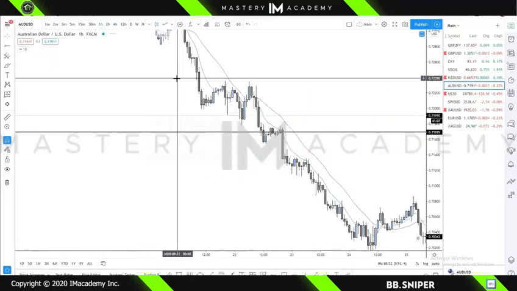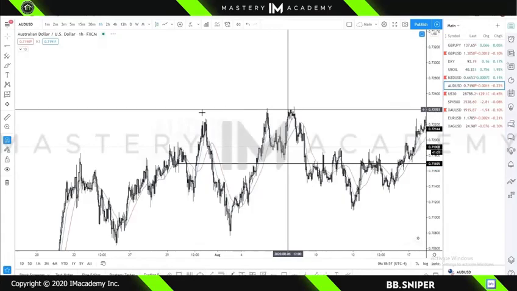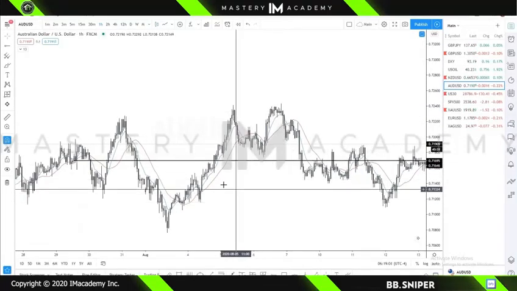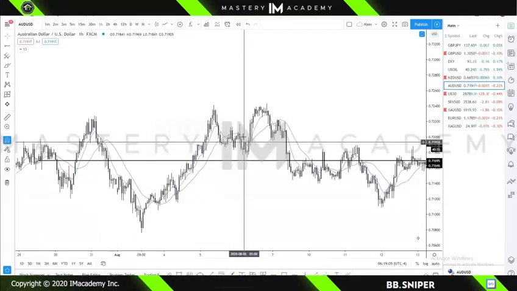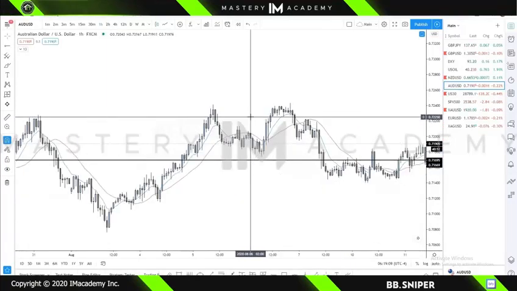However, it is a valid 1 hour higher low point, because every time frame has its own structure. You follow me here, right? So what we have here is a valid 1 hour higher low.